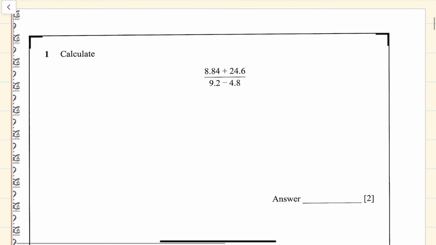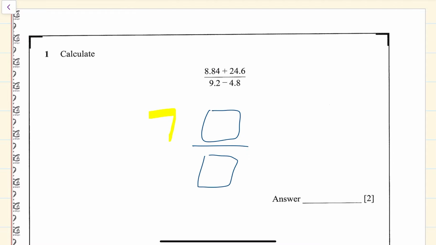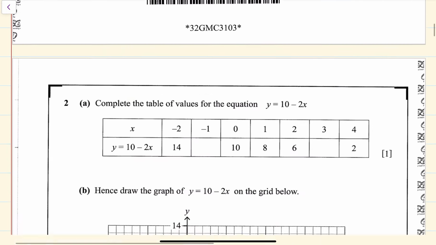Okay, question says calculate this. This is on the calculator. So just do this using the fraction button in your calculator, which is the easiest way. Fill it in. Top line we have 8.84 plus 24.6. Bottom line is 9.2 minus 4.8. Hit equals, and you get 38 over 5, which is 7.6. Okay, that's all we've got to do.